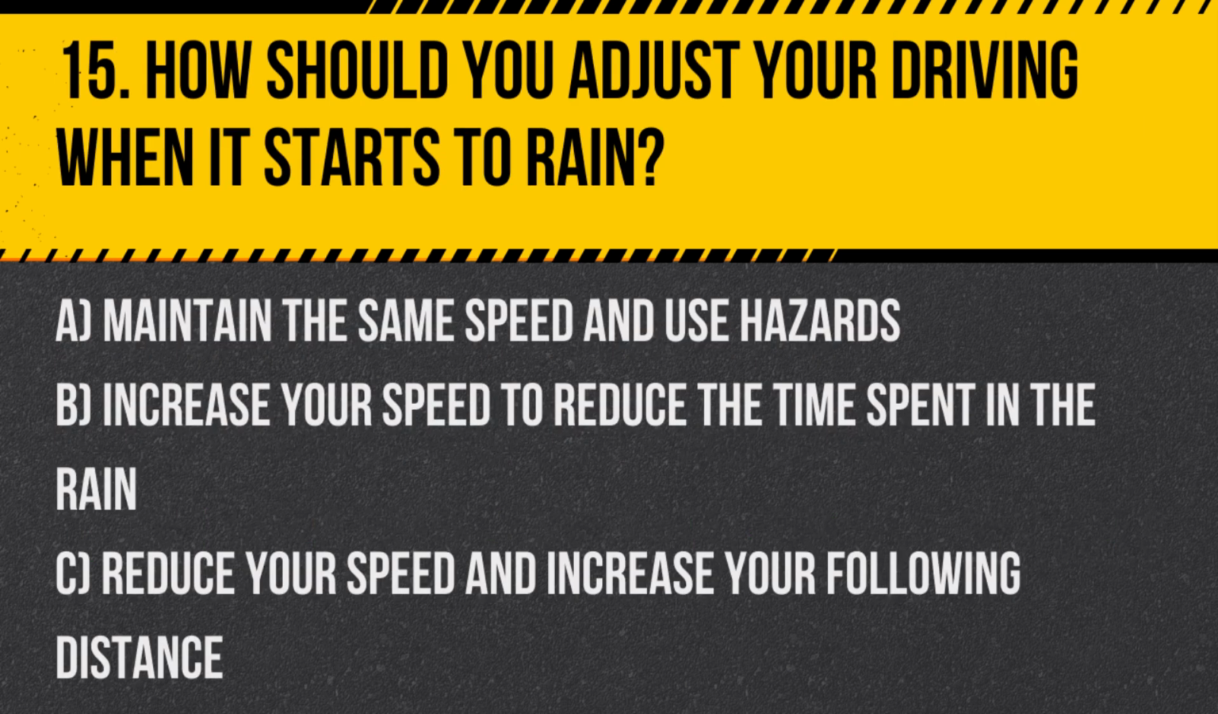Question 15. How should you adjust your driving when it starts to rain? A. Maintain the same speed and use hazards. B. Increase your speed to reduce the time spent in the rain. C. Reduce your speed and increase your following distance. Answer. C. Reduce your speed and increase your following distance. Wet roads can decrease your vehicle's traction, making it safer to slow down and keep a greater distance from the car in front of you.